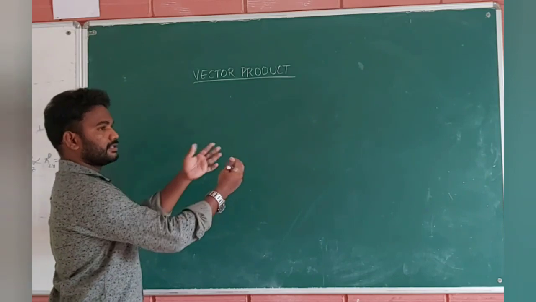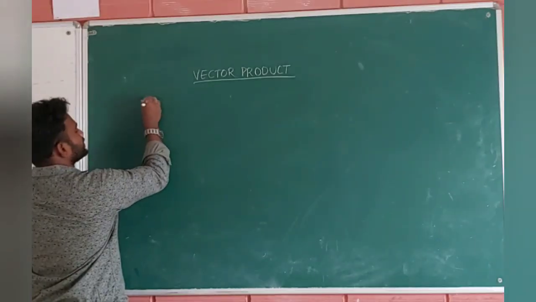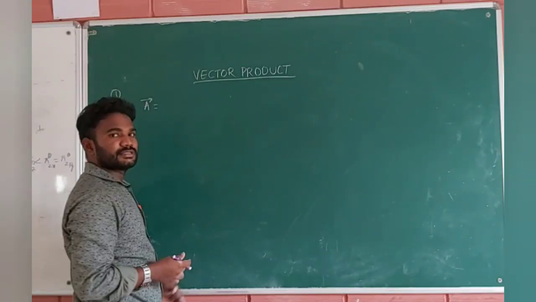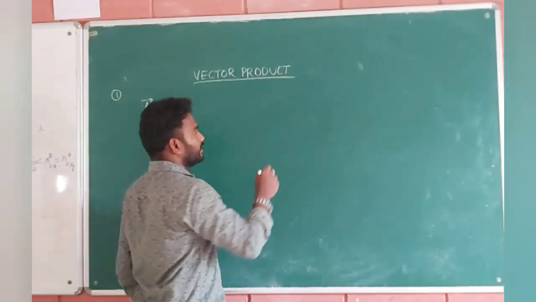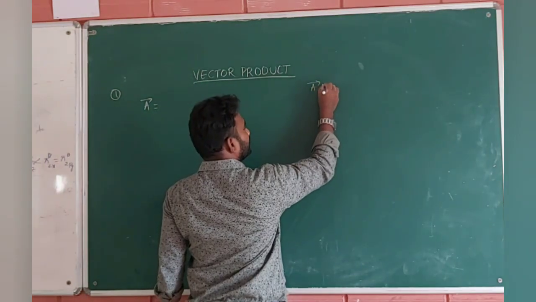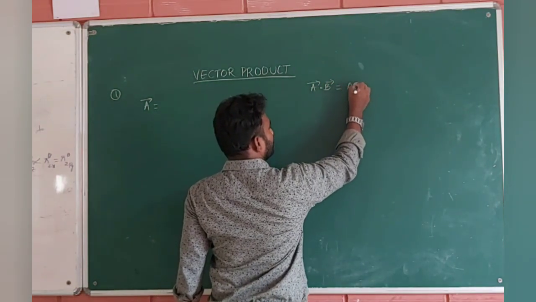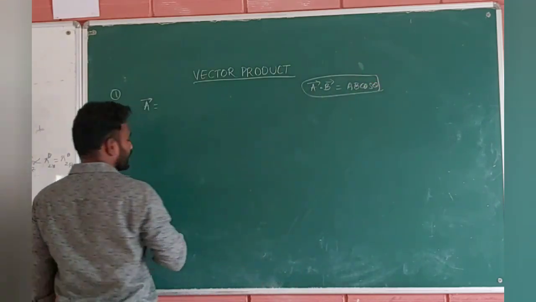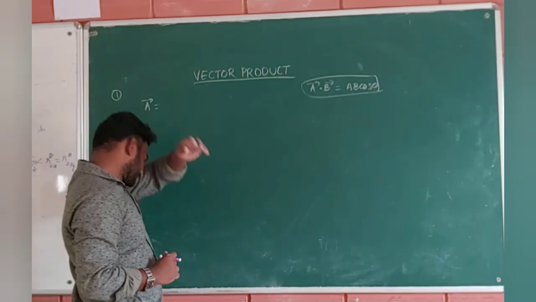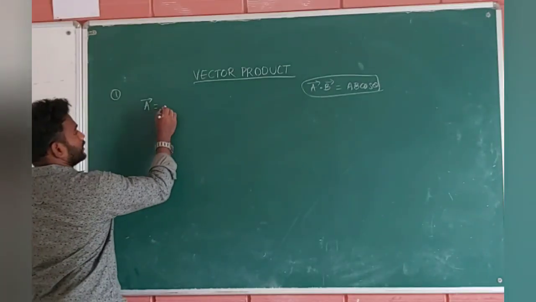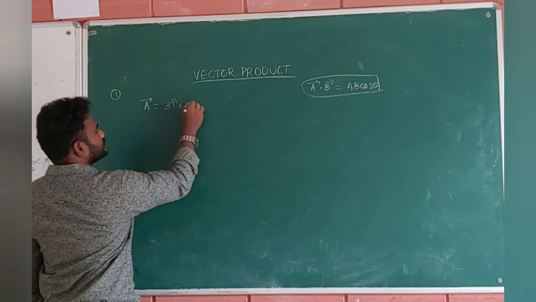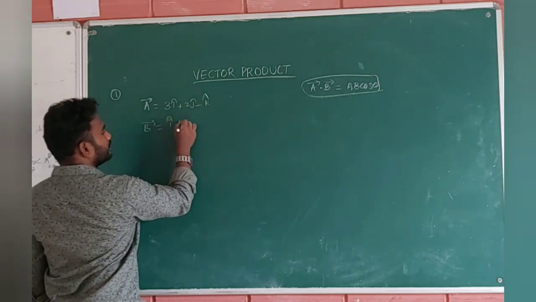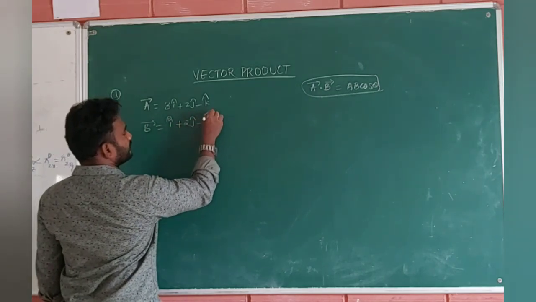Okay, guys, let me take one example problem. I will give you the kind of questions they will ask based on a dot b. Just write the formula: a bar dot b bar is equal to ab cos theta. This is the formula required for doing any problem. First problem, write it down. Let me consider a bar is equal to 3i cap plus 2j cap minus k cap. Let me consider b bar is equal to i cap plus 2j cap minus 3k cap.